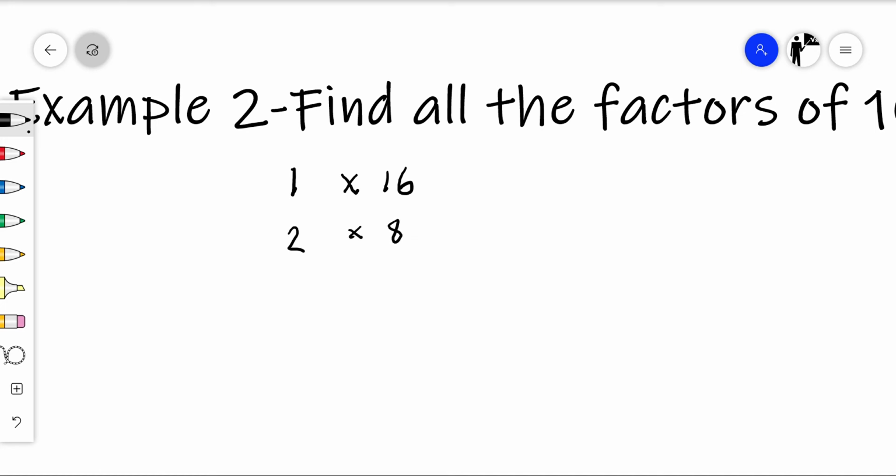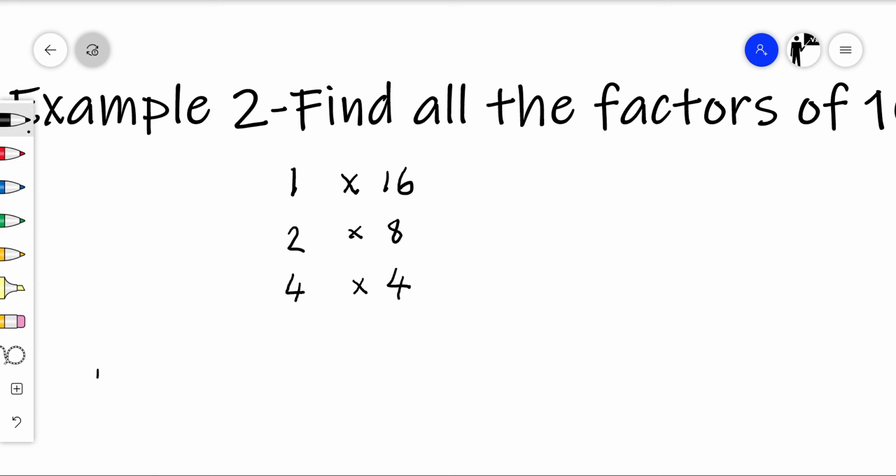Does 3 go into 16? No, not exactly. 4 does though. I know that 4 times 4 is 16. And because 5 doesn't go into it, 6 doesn't go into it, 7 doesn't go into it, 8 does, but then I'm already here. I'm already on the other side of my list, so I can stop.